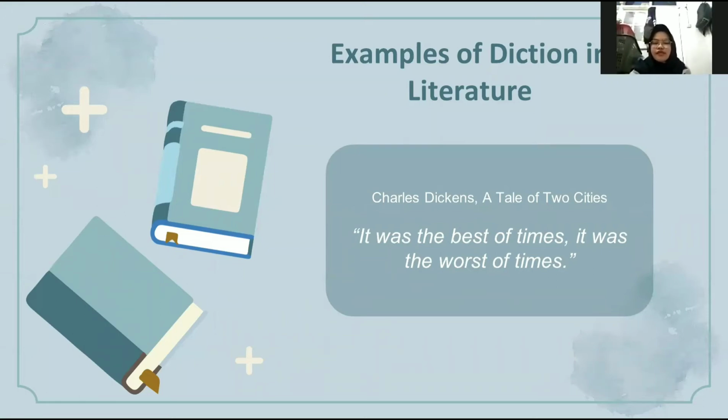Examples of diction in literature. The first one is Charles Dickens, A Tale of Two Cities. "It was the best of times. It was the worst of times." He opens his classic story with the line above. The line specifies experience and emotions, hence, this is an abstract diction. It conveys intrigue and piques curiosity, persuading the reader to find out more.